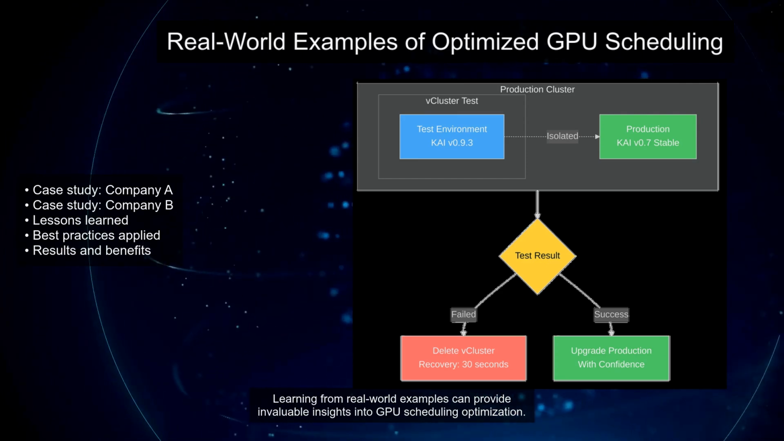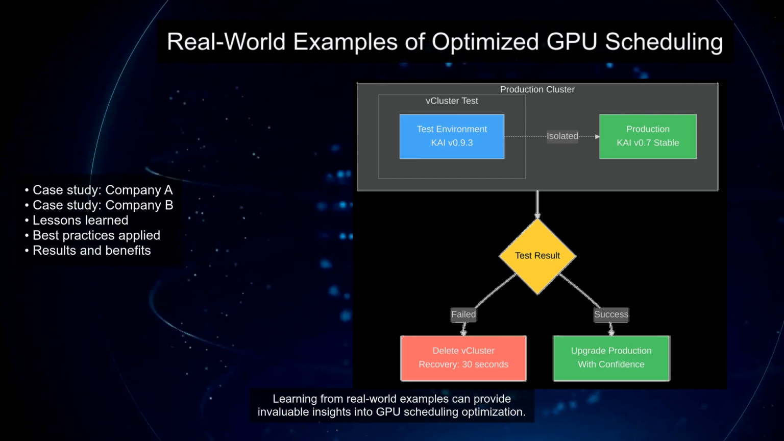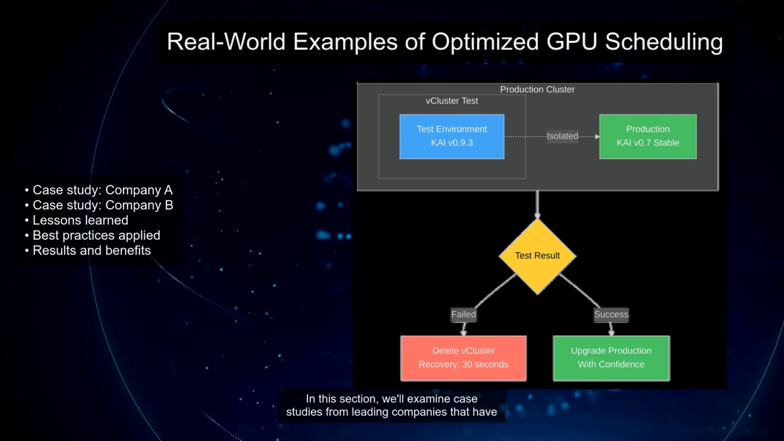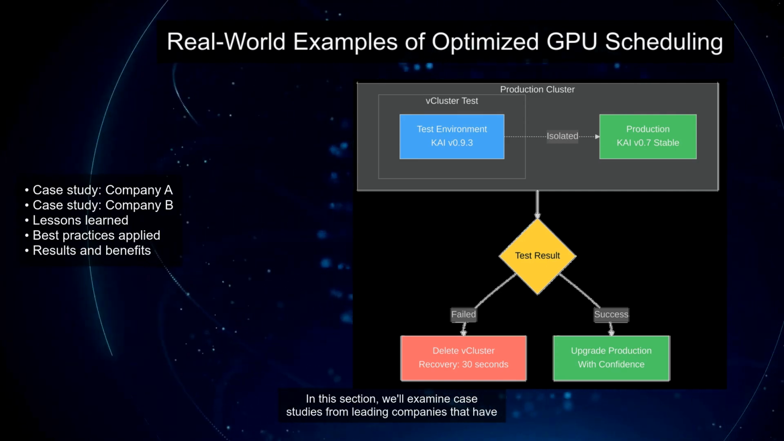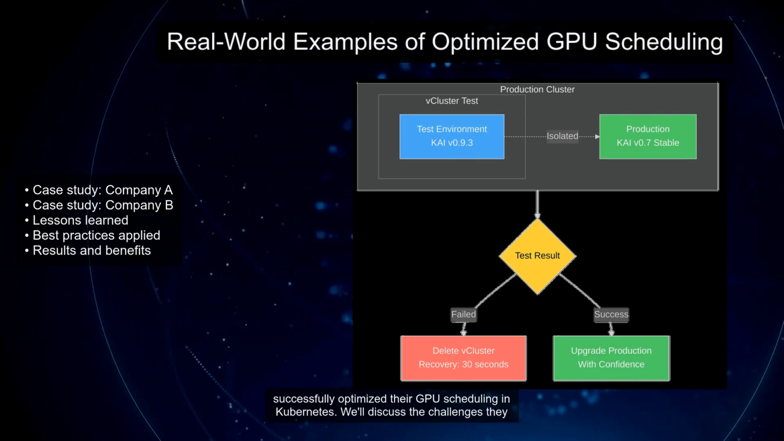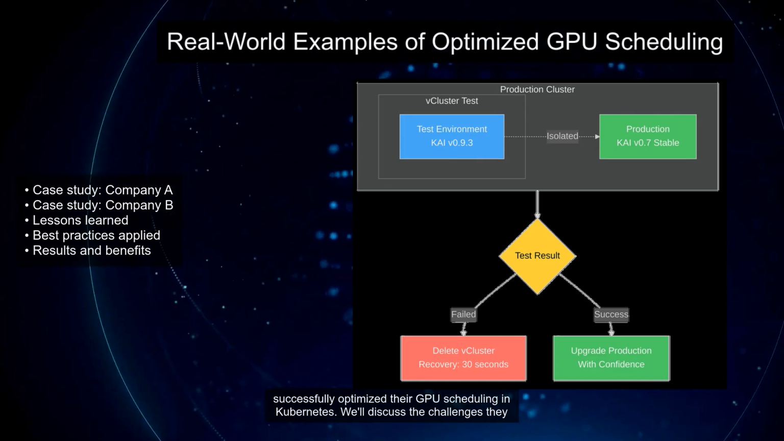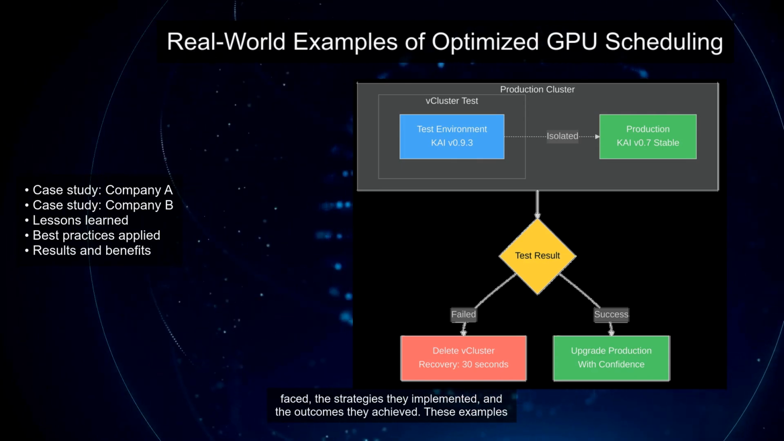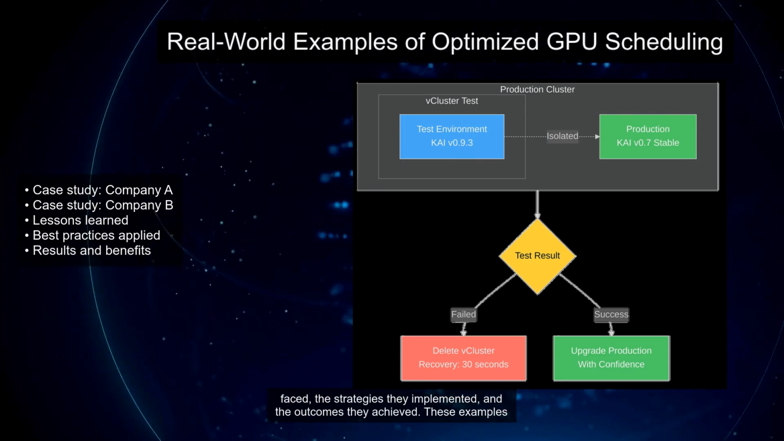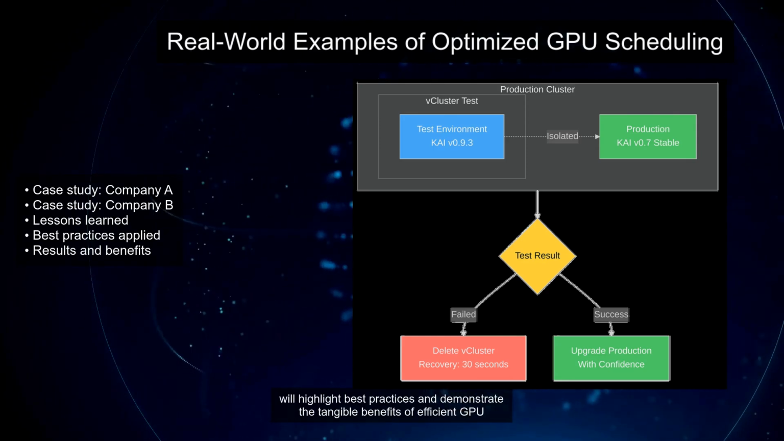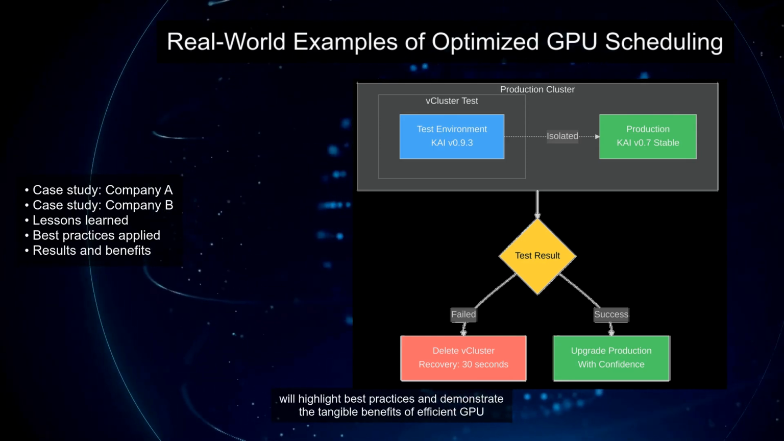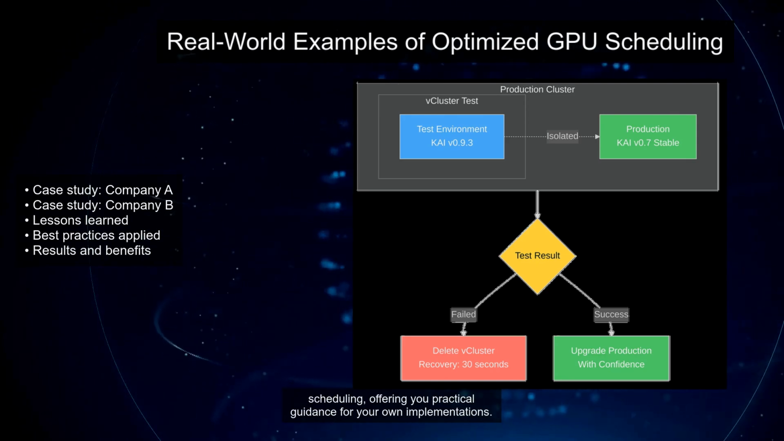Learning from real-world examples can provide invaluable insights into GPU scheduling optimization. In this section, we'll examine case studies from leading companies that have successfully optimized their GPU scheduling in Kubernetes. We'll discuss the challenges they faced, the strategies they implemented, and the outcomes they achieved. These examples will highlight best practices and demonstrate the tangible benefits of efficient GPU scheduling, offering you practical guidance for your own implementations.